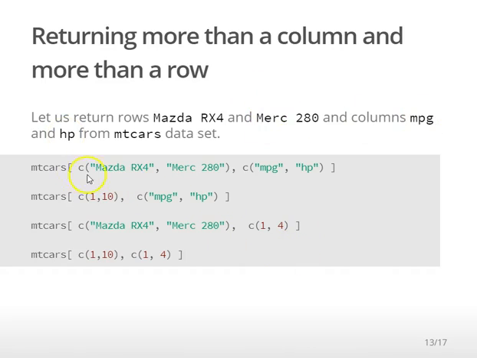The first method is using a combination of the row names, as you can see here, Mazda RX4, Merc 280, before the comma, because they are the rows, and the combination of the columns is going to come after the comma. Maybe you want to use the column number and tell R, go to the mtcars, find row 1 and row 10, and find their corresponding columns, which are called MPG and HP.